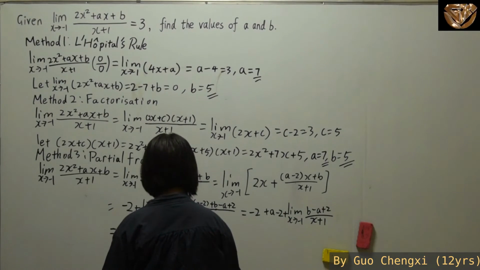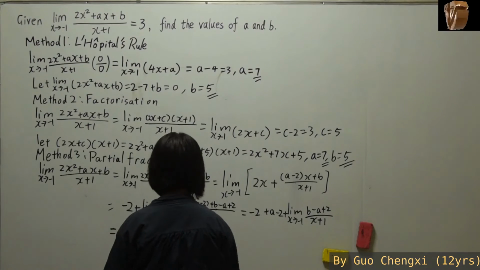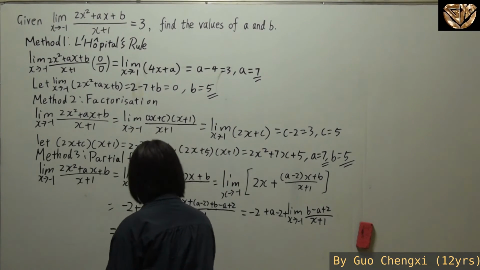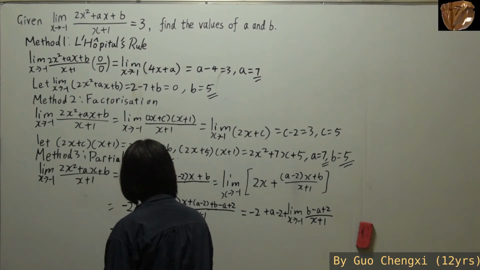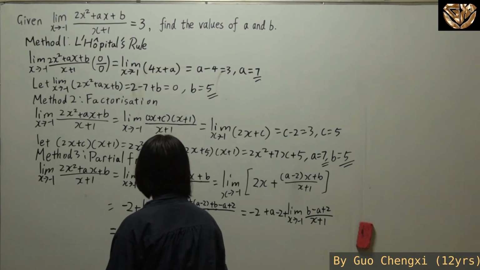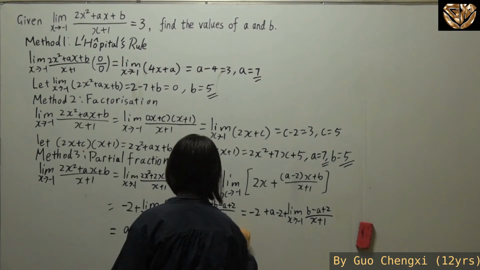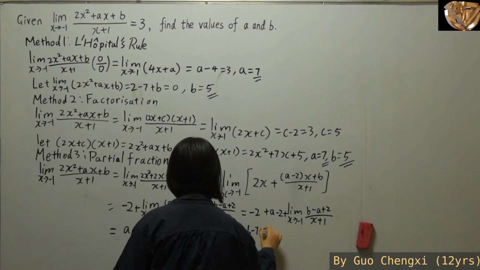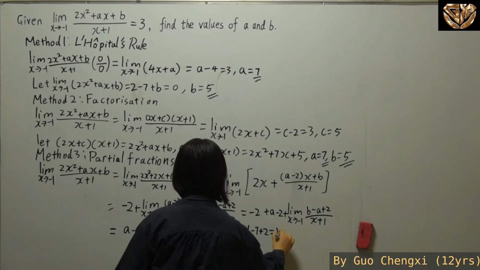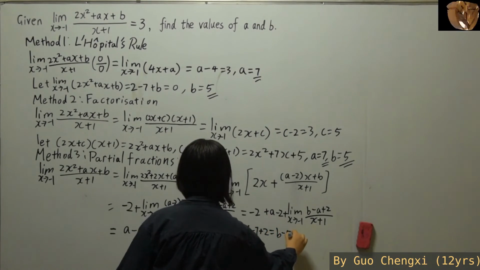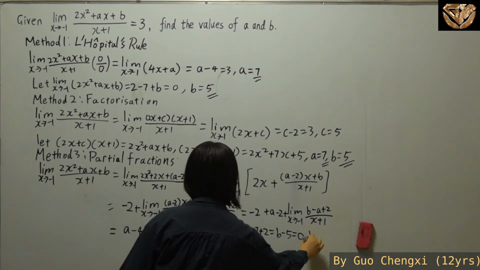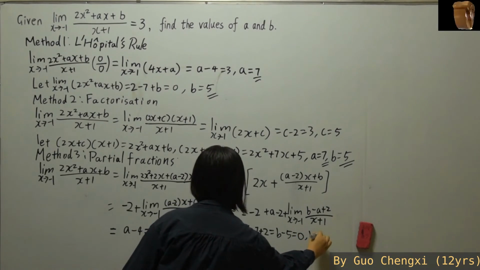So over here what we're going to have for, whoops, it is equal to 3. So this will be 7. And thus for this part, b minus a plus 2 needs to equal b minus 7 plus 2. So b minus 5 is equal to 0. And thus b is equal to 5.